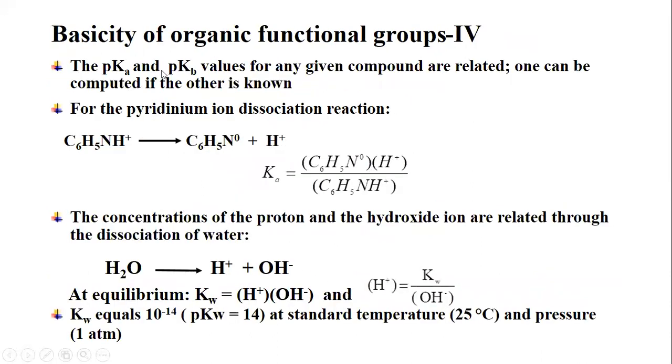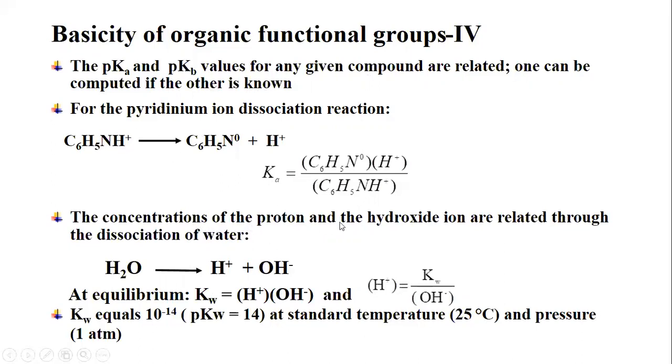The pKa and pKb values for any given compound are related. Remember, at the beginning we said pKa, and then we talked about pKb. How do we relate them to each other? One can be computed if the other is known. We will see how. Simple. For the pyridinium ion dissociating reaction that we just saw earlier, we wrote it in Ka fashion. Remember, the protonated one gives you the molecule plus hydrogen. This is a Ka, okay? So you take hydrogen times this divided by this.